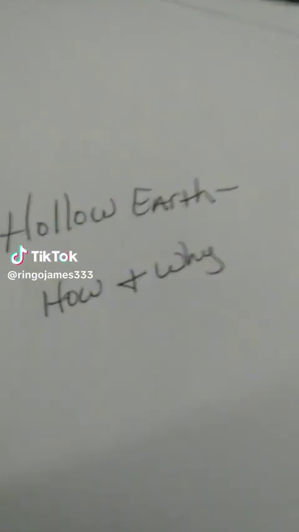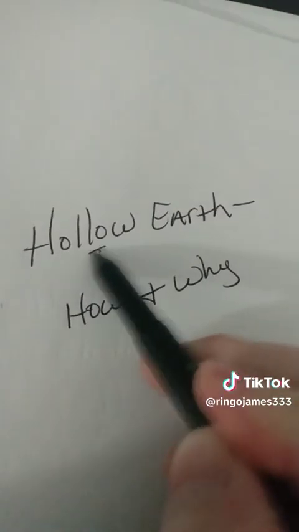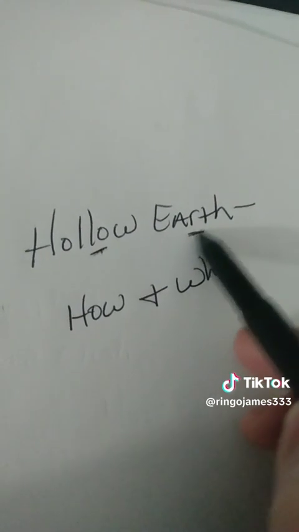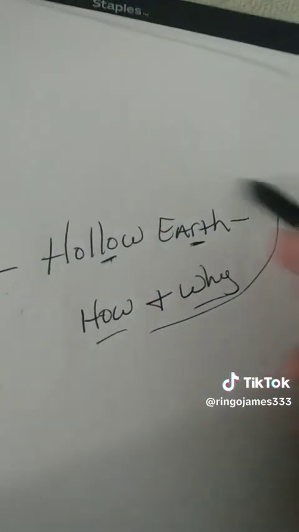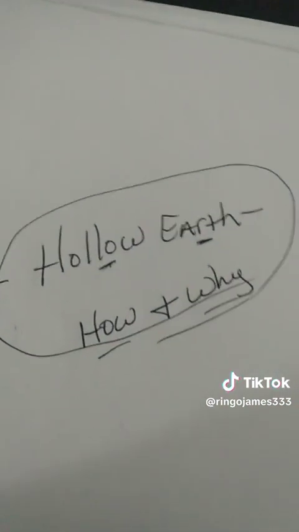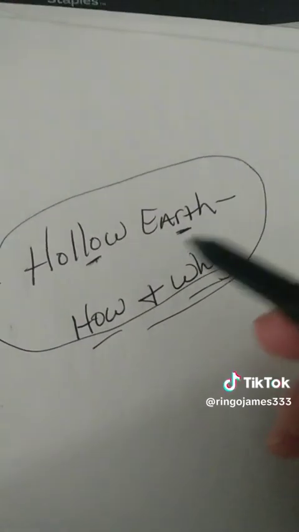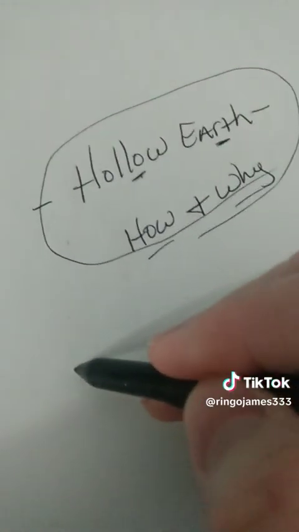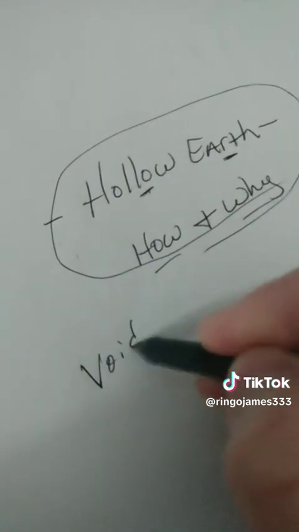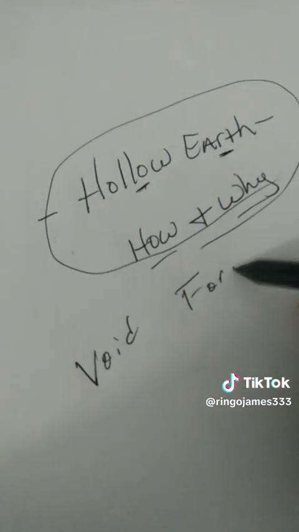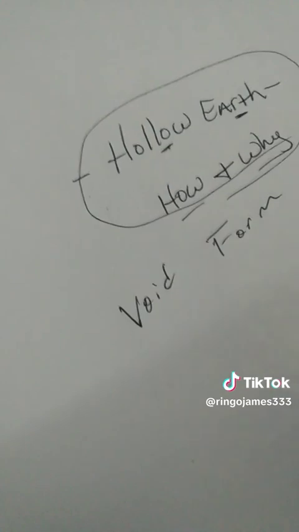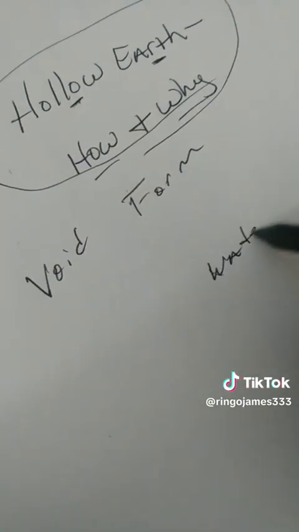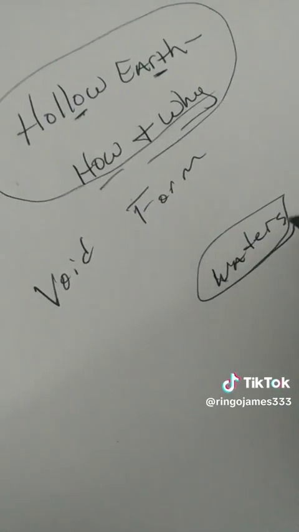Alright, ladies and gentlemen, I'm about to show you how the hollow earth is formed. I'm going to give you the how and the why of this entire situation. But first, you have to understand that in the beginning, the Bible said the earth was void and it had no form. So all you had was a realm of space dust and waters. Space dust and waters.